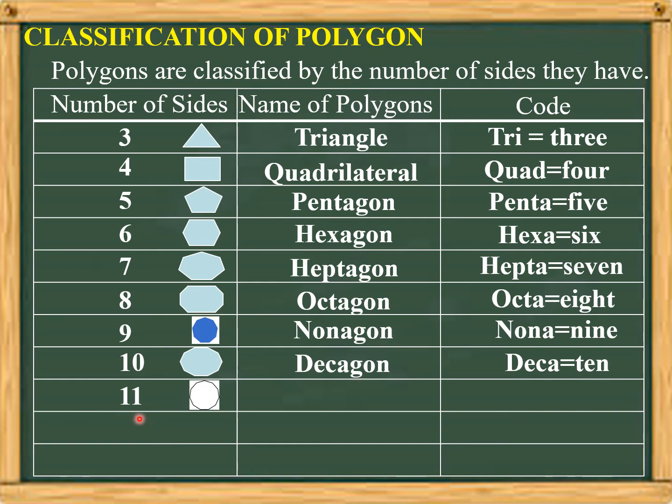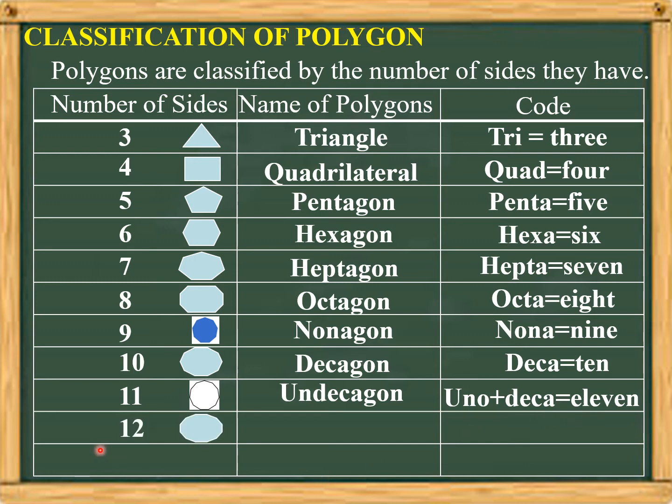So how about if we have 11 sides? So this is the figure. It is called an undecagon. Why? Because uno plus deca. So uno, ang ibig sabihin ay 1. Deca, ibig sabihin ay 10. So if we're going to add them, we have 11.